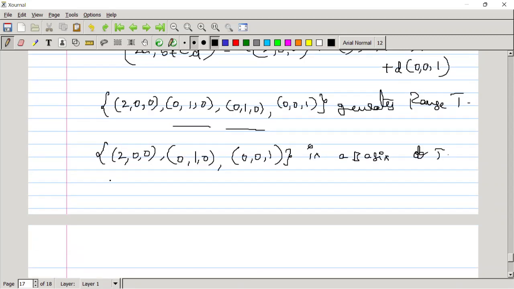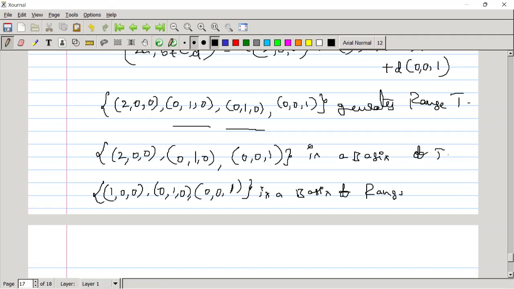So we can say (1, 0, 0), (0, 1, 0), (0, 0, 1) is a basis of range of T. Here also it is range of T.